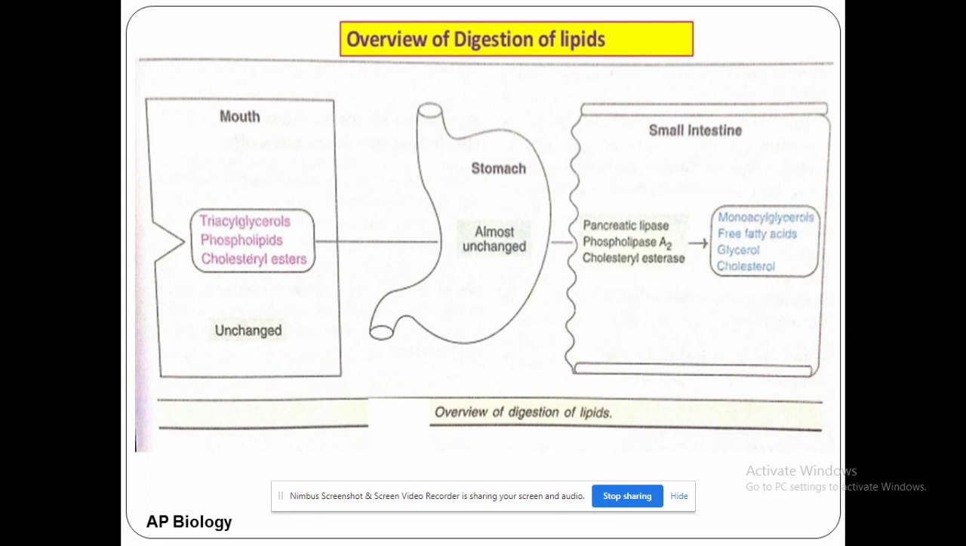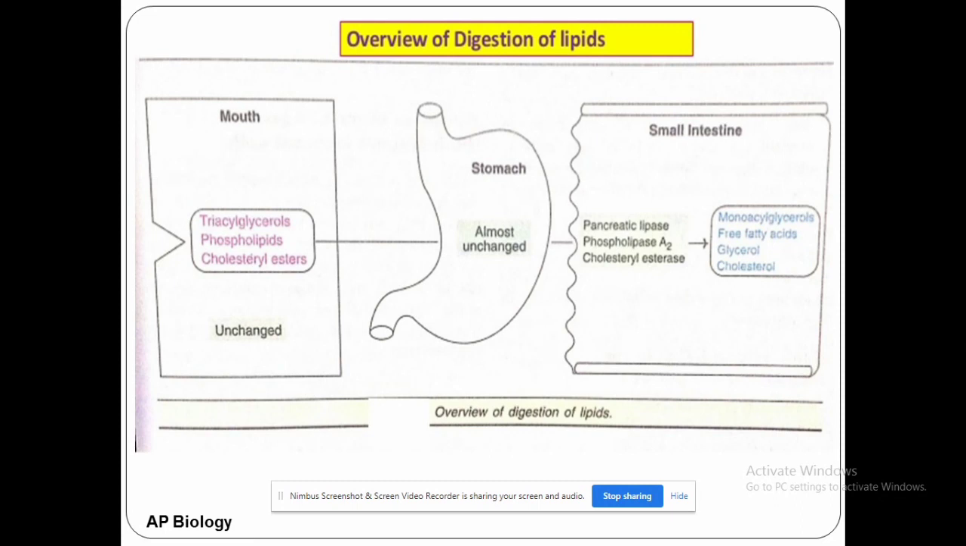So these molecules are acted upon by different enzymes such as pancreatic lipase, phospholipase or cholesterol esterase, and they convert the triglyceride, monophosphate or cholesterol esters into the monoglyceride, free fatty acid, glycerol or cholesterol. Hence all the fat molecules are being converted into their smaller fragments.